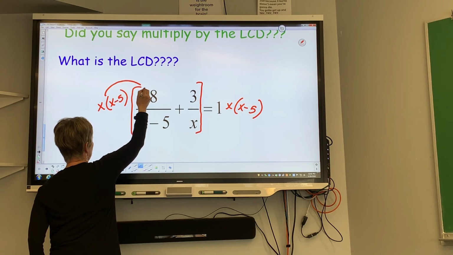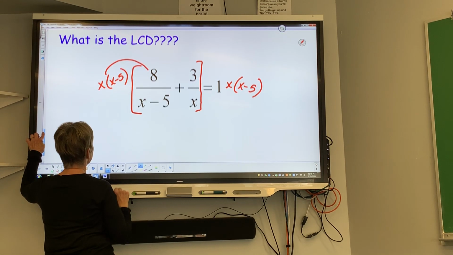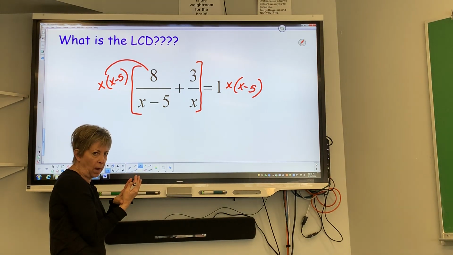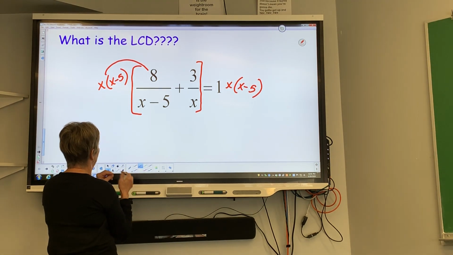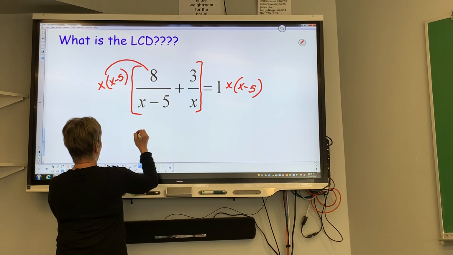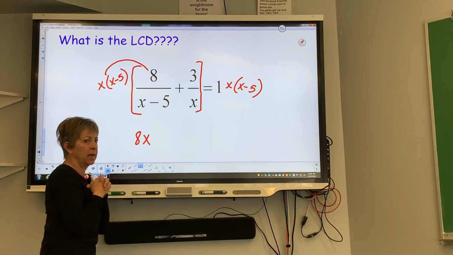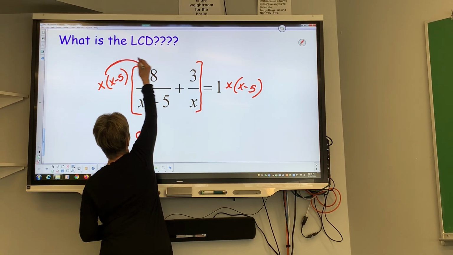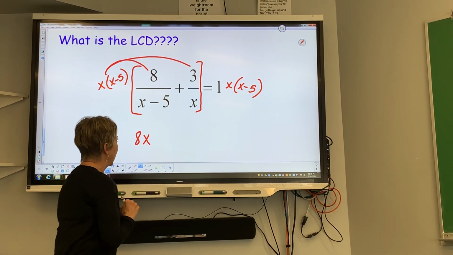So when I multiply this times this, the x minus 5s are going to become 1, right? Those are going to sort of, not be there anymore. They're going to turn into 1. So I'm just going to get 8x there. Nice, okay? But then I have to multiply this by that term.